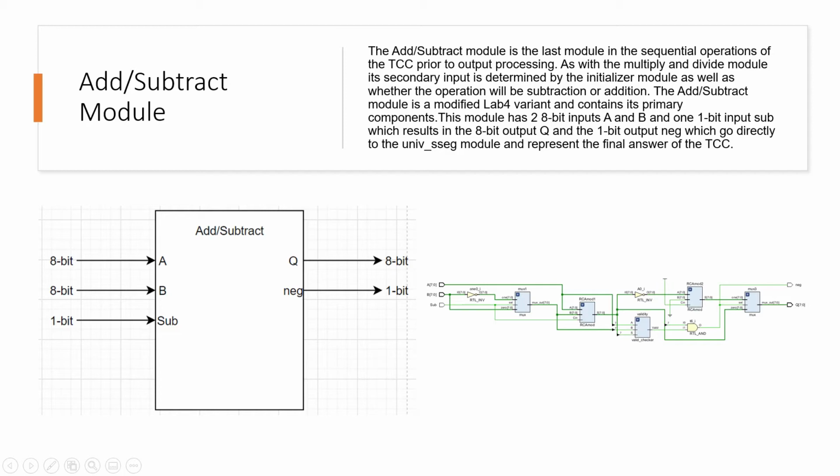The Q 8-bit value and the neg 1-bit value will be sent to the universal 7-segment processor made by Mealy in order to be displayed on the Basys 3 board.